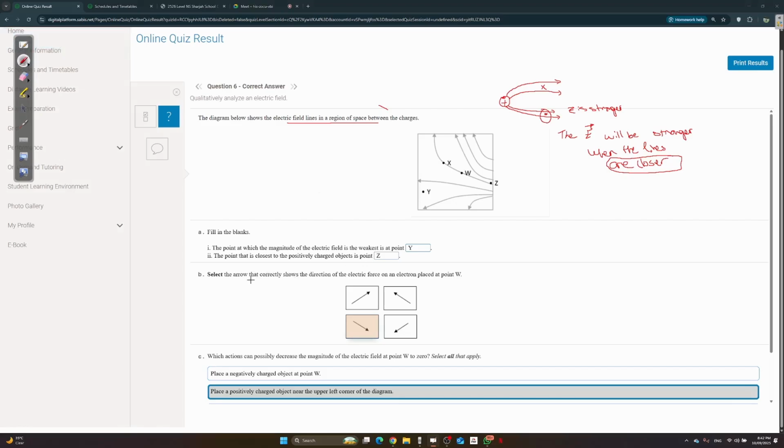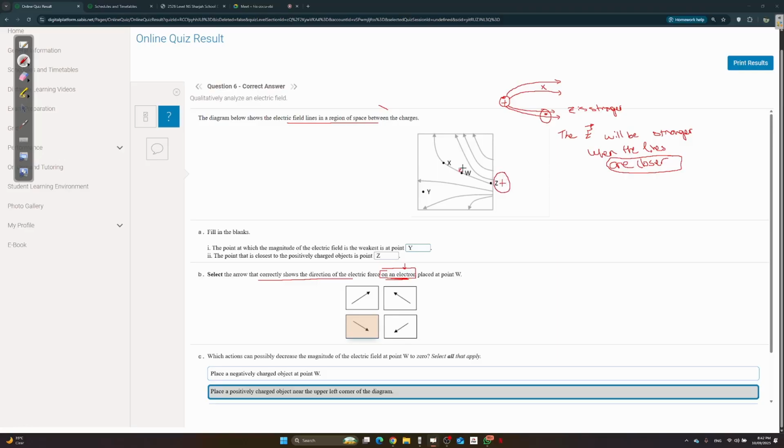Now part B: select the arrow that correctly shows the direction of the electric force on an electron. I'm going to circle the electron placed at point W. Is the electron positive or negative? Negative. So it attracts. Sure, you could say that. Here we said that it's positive, right?